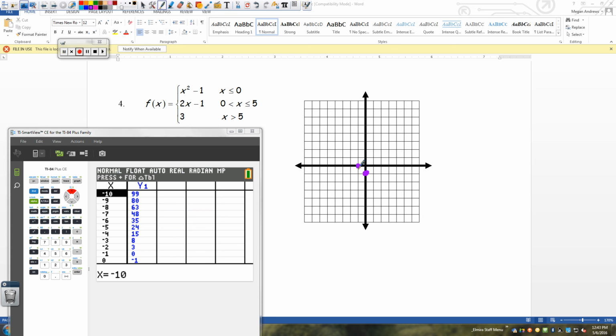Negative 1, 0, negative 2, 3, and negative 3, 8. 2, 3, 4, 5, 6, 7. Okay, just makes it. All right, and this is a parabola. So we've got to remember to draw a curve. And then we go on to the next function.